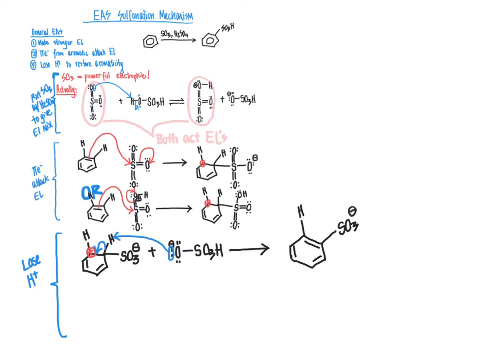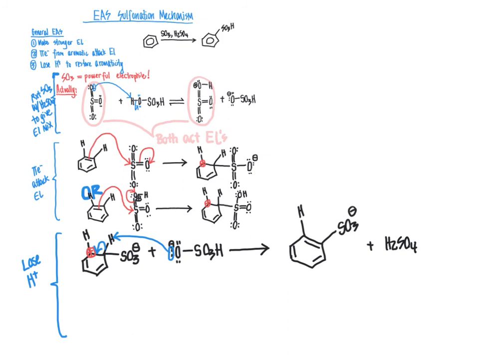And so what happens here is our base came in, grabbed that proton, the electrons came down to restore the aromaticity that I'm highlighting over here in that new pi bond that we formed. And we would still have our SO3 anion right here. And to fill this completely out, we would also have regenerated our H2SO4 sulfuric acid.